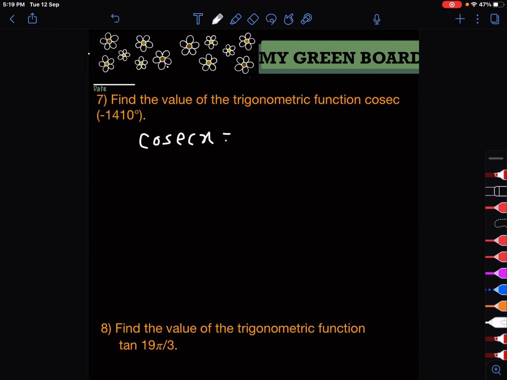Okay, just think of this as an identity. Cosec of n into 360, that is a multiple of 360, plus x. Okay, whatever degree has been given.